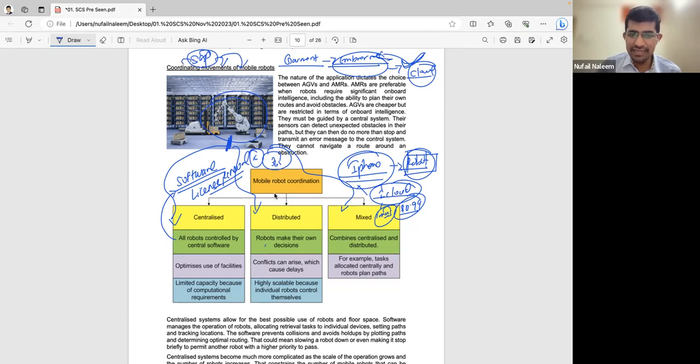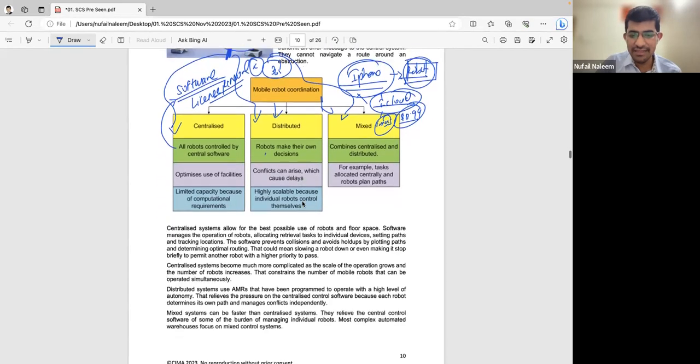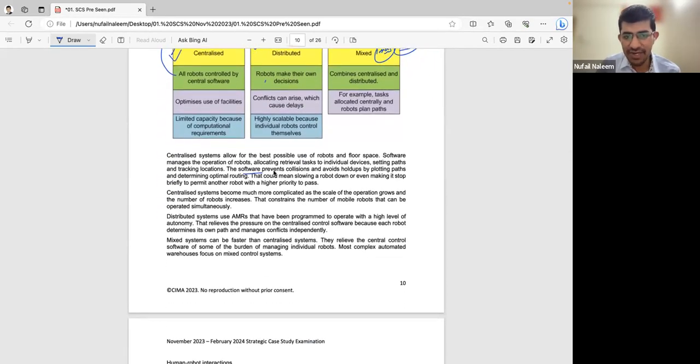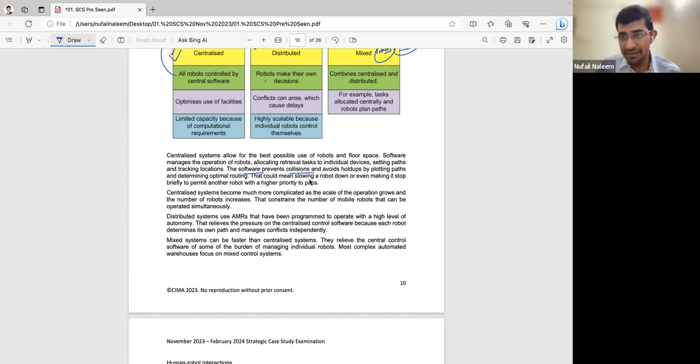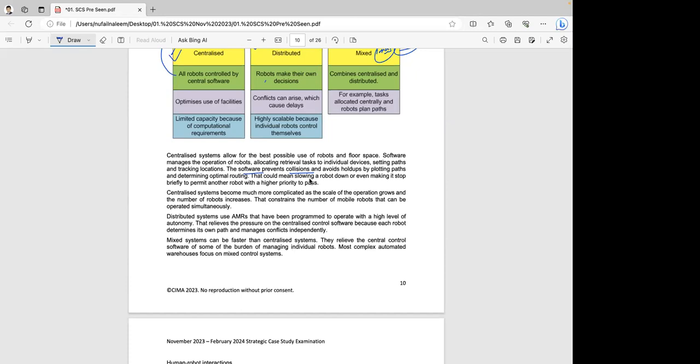So I think mobile robot coordination is one part where the software is effective, because the software prevents collision. Clear, Doctor? Once the software is bought, you will not go and buy the software again, would you? No, it is inbuilt. So how can I generate money?